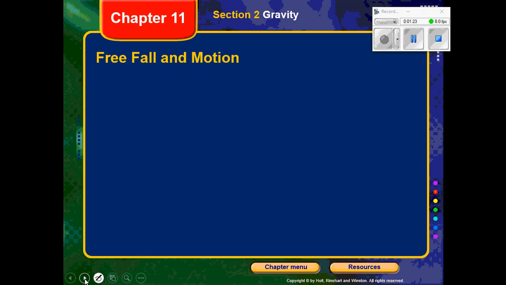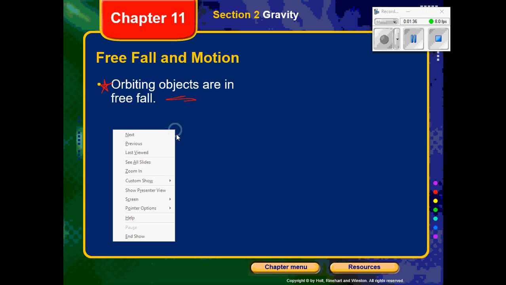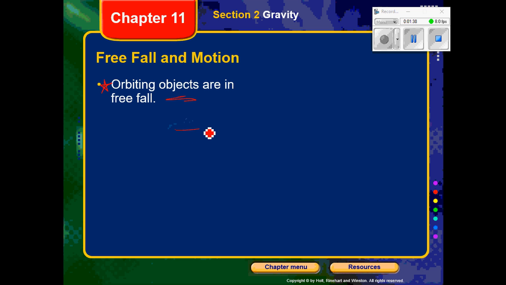Okay, so this is really just a lot of review of stuff we've already done, except we haven't really talked about orbiting that much. So orbiting objects are in free fall. If you throw a ball straight, what happens to the path? It starts falling, right? In a curved motion.